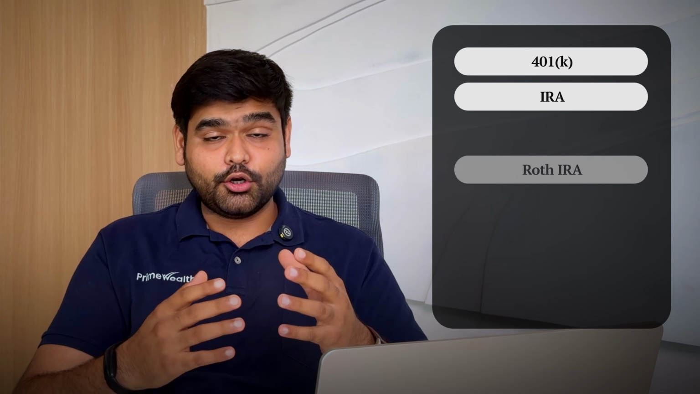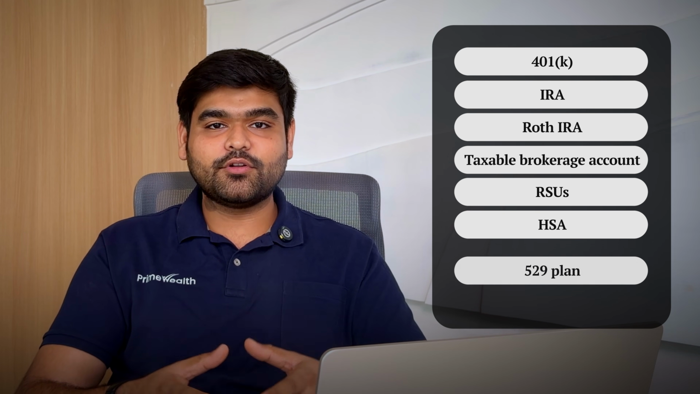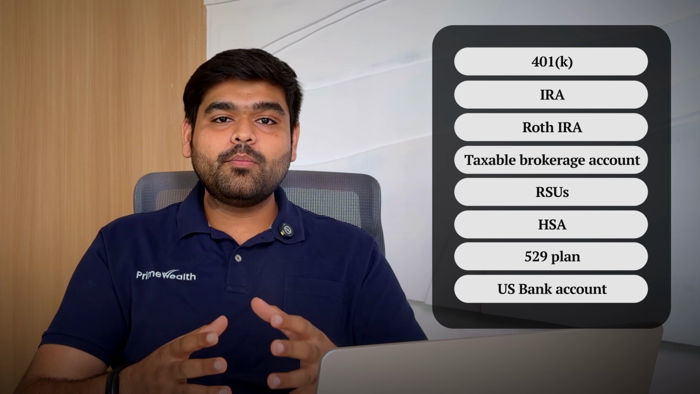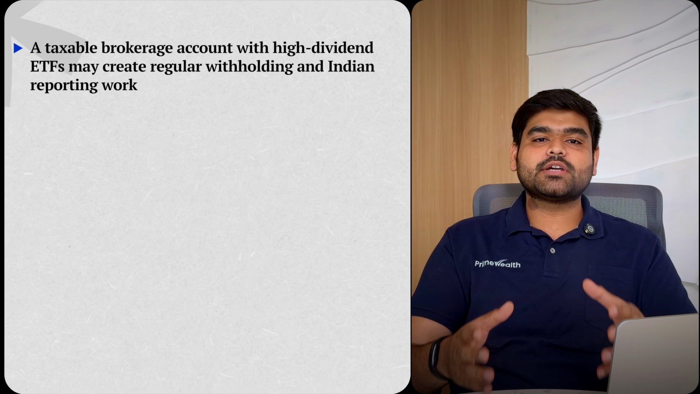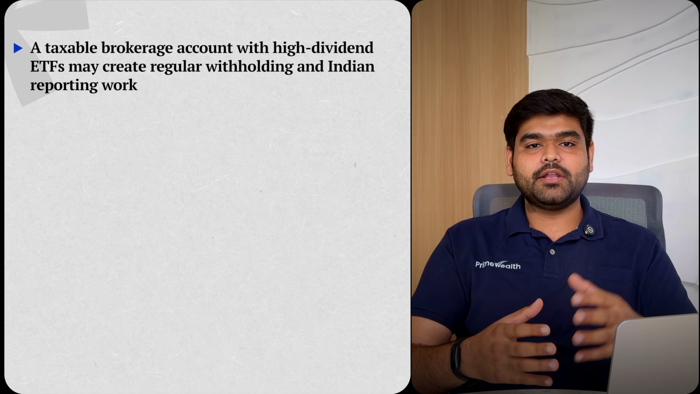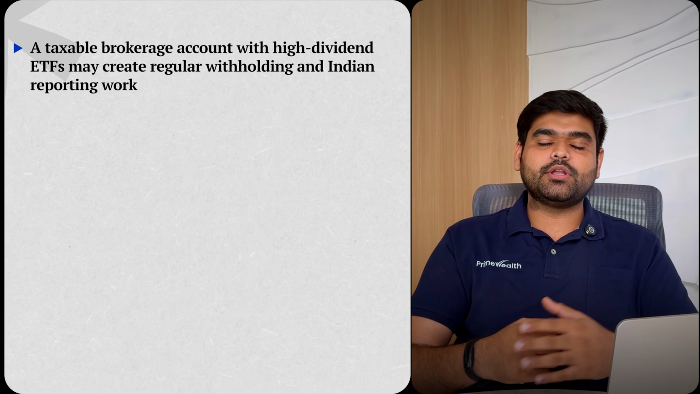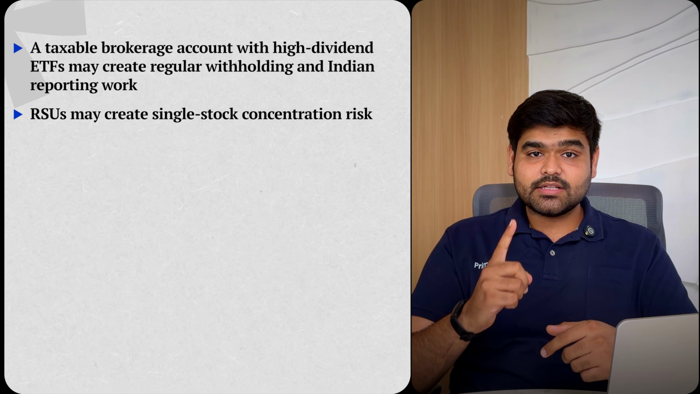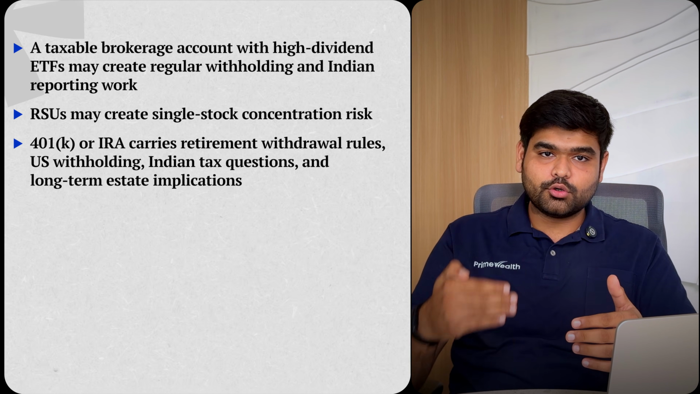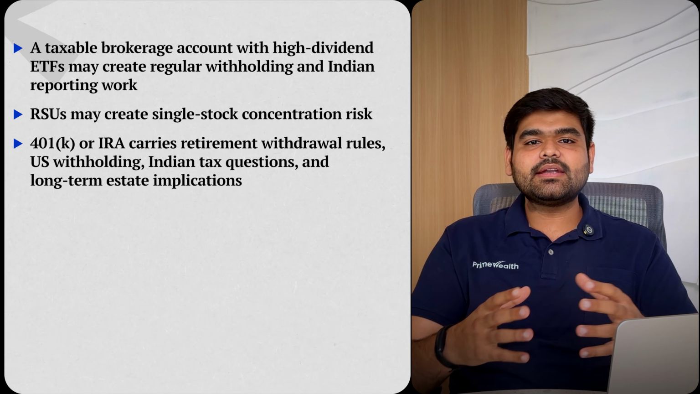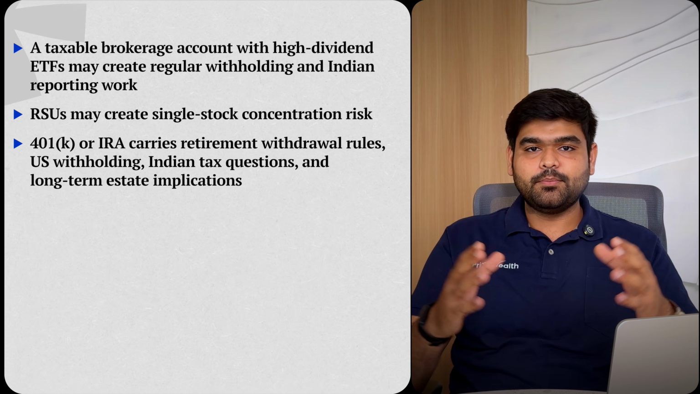This is the most important planning point in the entire video. A 401k, IRA, Roth IRA, taxable brokerage accounts, RSUs, HSAs, 529 plans, US bank account, all may sit in the US, but they are not the same planning problems. A taxable brokerage account with high dividend ETFs may create regular withholding and Indian reporting work. RSUs may create a single stock concentration risk. A 401k or IRA carries retirement withdrawal rules, US withholding, Indian tax questions, and long-term estate implications.